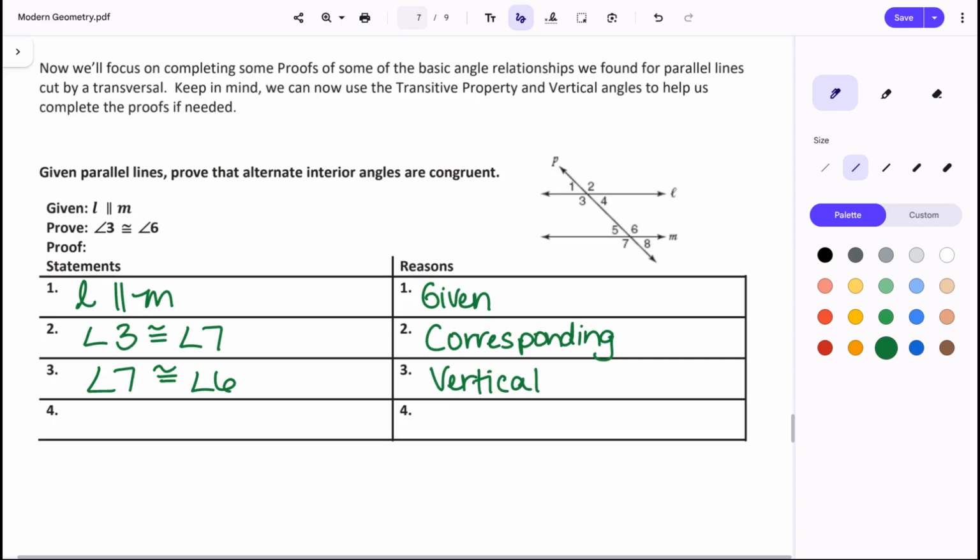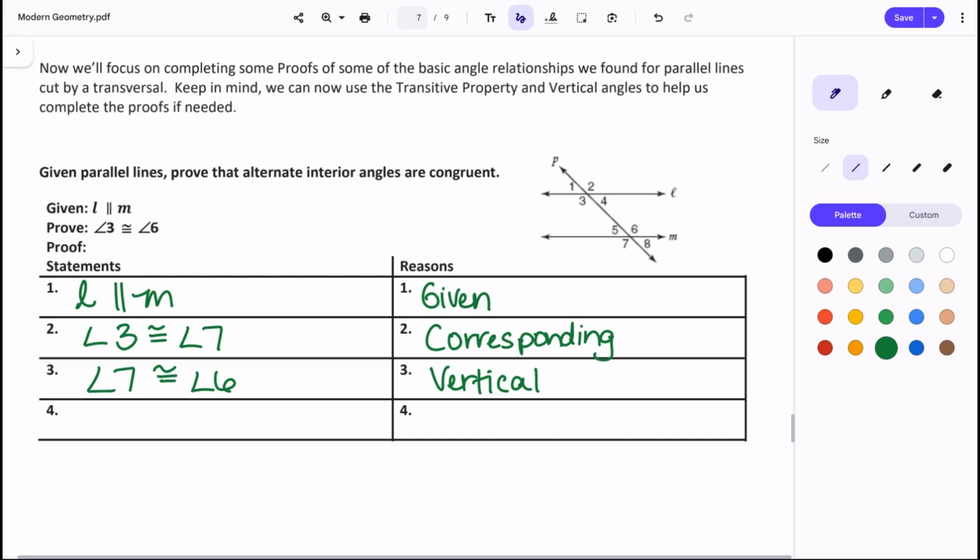Now I want you to think about this with me for a second. What if I had gone with what Logan had said? If I had said for step 2, 3 and 2 are vertical, how would I connect 2 to 6? They're corresponding. So those reasons that we had there are the same, but they would just be in a different order. But we're still seeing those same connections there. Okay, now look at what I have written down for 2 to 3. How can I get from 3 to 6? What'd you say, Parker?